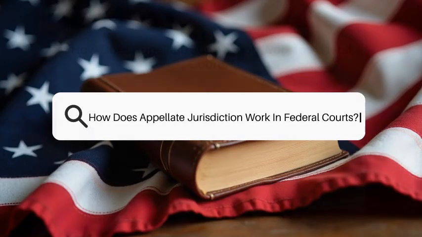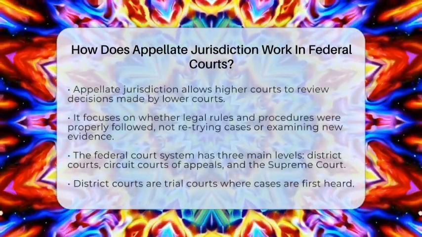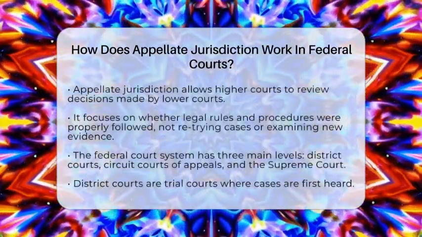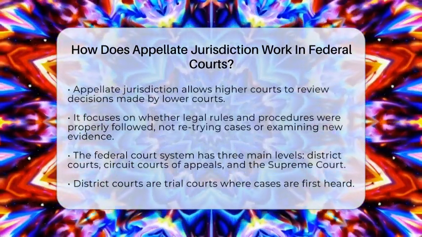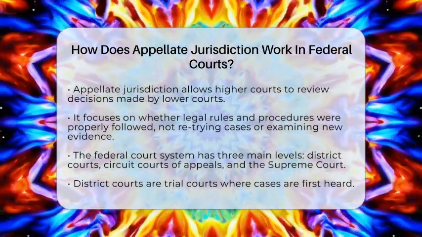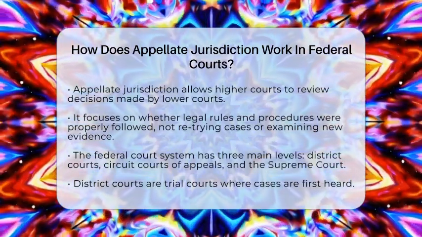How does appellate jurisdiction work in federal courts? Imagine a case that was decided in a local court, but someone believes the law was misapplied. They can ask a higher court to review that decision. That's where appellate jurisdiction comes into play.